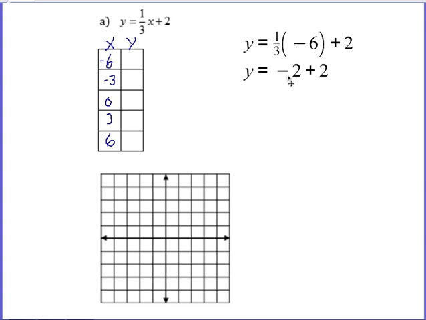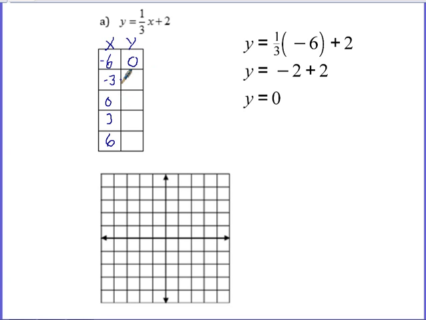You can use your calculator, use the fraction button, but we also talked about how anytime it's 1 over something, multiplying by this is the same as dividing by the bottom number. So negative 6 divided by 3 is negative 2. So I have negative 2 plus 2, and that gets me y equals 0. So when x is negative 6, y is 0.